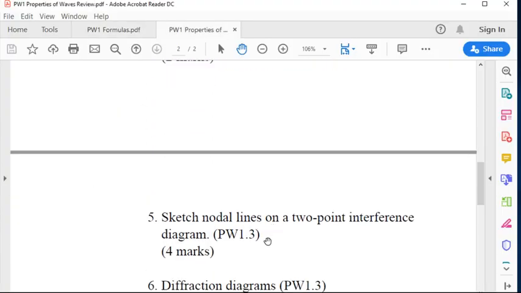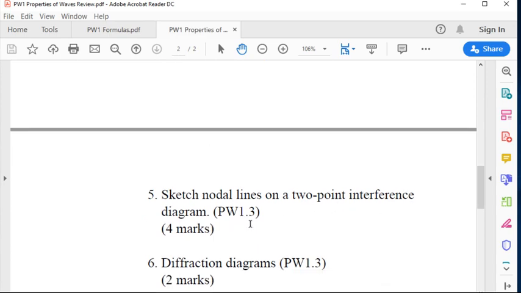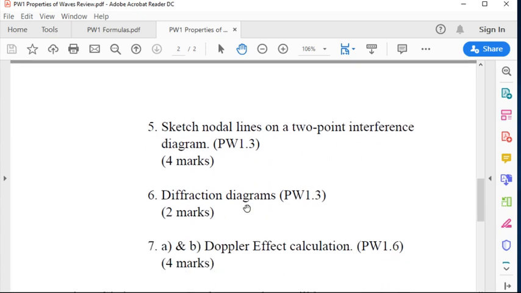Number 5, you'll have a 2-point interference pattern with waves, and you're to sketch the nodal lines. In other words, where the crests meet the trough. So you can look back in your notes, section 1.3 for that. Also diagrams dealing with diffraction, so bending around corners, etc. Again, look back at 1.3, you can see what we did there.